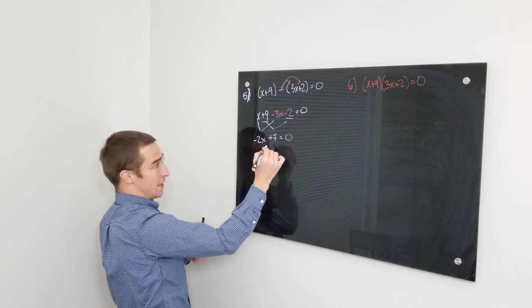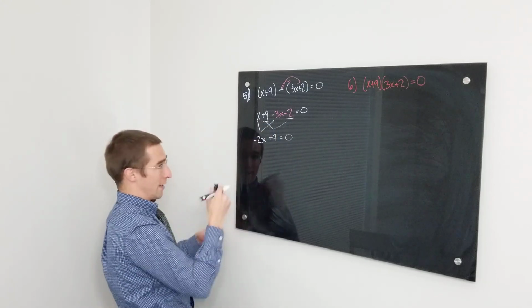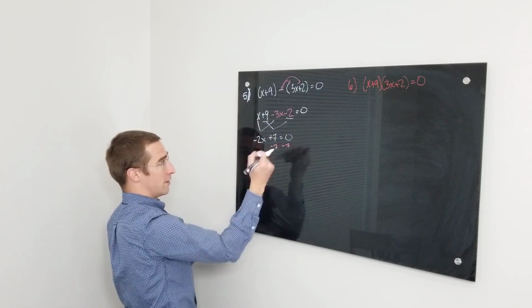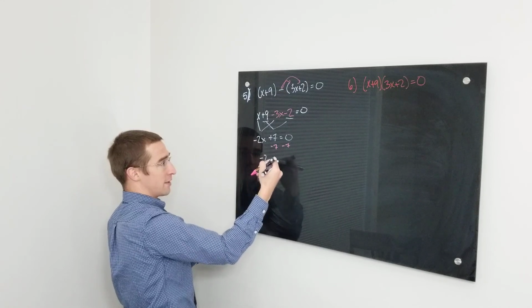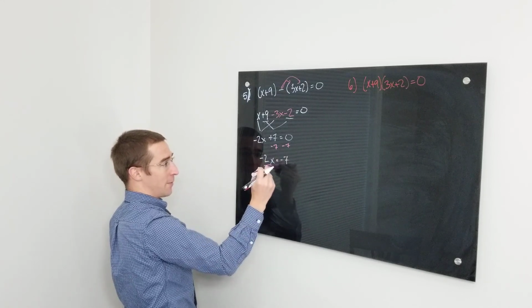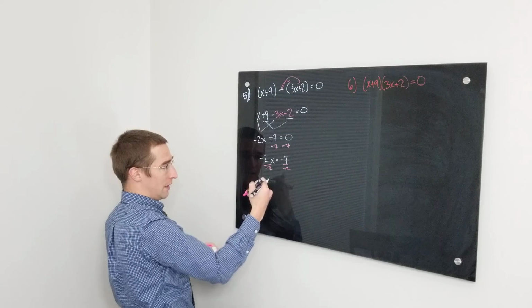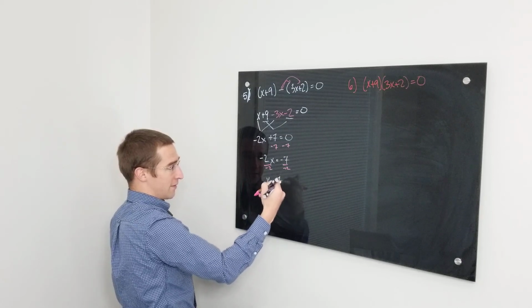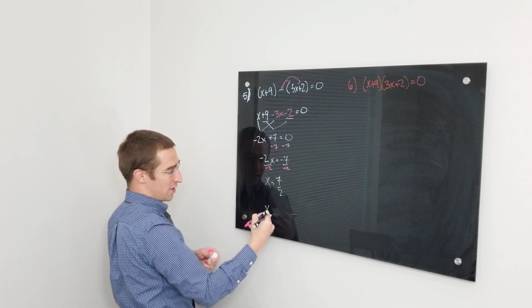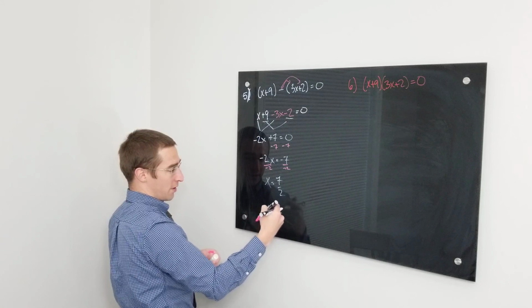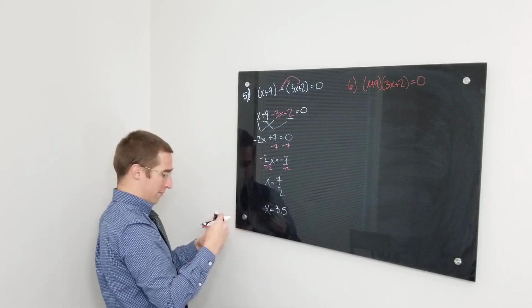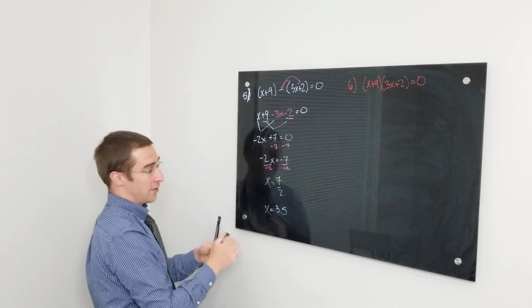And then just continue solving, right? Subtract 7 on both sides. So negative 2x equals negative 7. Divide by negative 2. And x equals 7 divided by 2. Or you could just say x equals 3.5. Right, that works. Either one, I'll accept either answer.